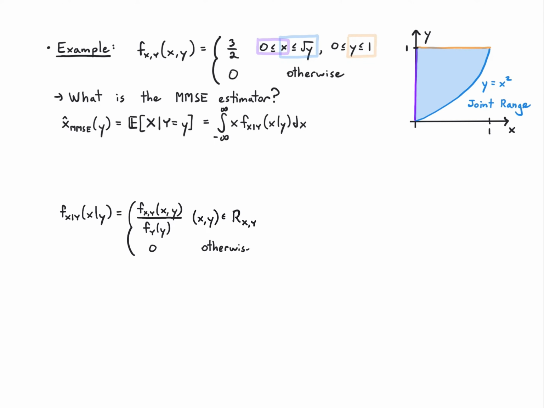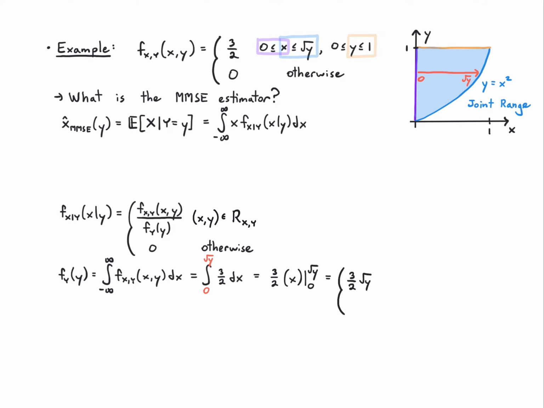Okay, so I don't have that, but since I have the joint PDF, I can get it. I just integrate out x. So I integrate x out of the joint PDF. That means integrating this joint range from 0 to this curve, and that's where x hits root y. And if I plug that in, I just get basically 3/2 root y over y from 0 to 1 and 0 otherwise. Plugging all of that in, what we're going to get is just 3/2 divided by 3/2 root y, and that is over the joint range. Okay, so from x going from 0 to root y and y going from 0 to 1. Okay, we got the conditional PDF.